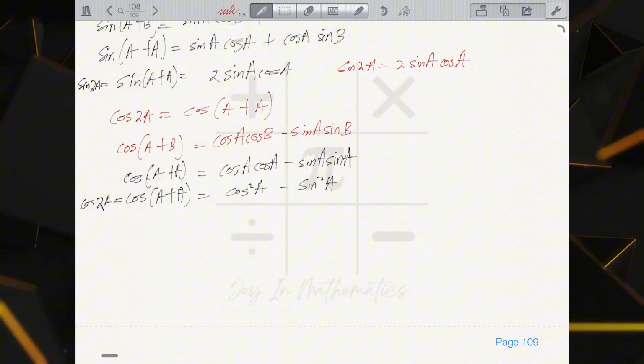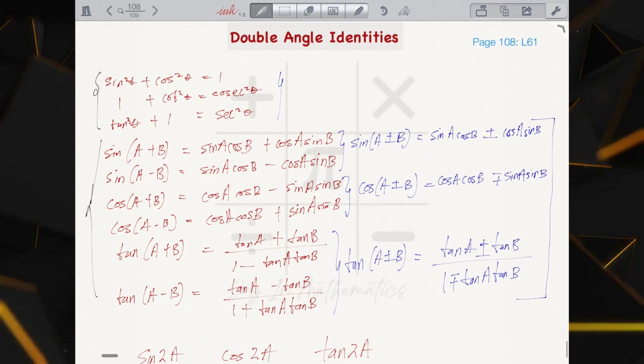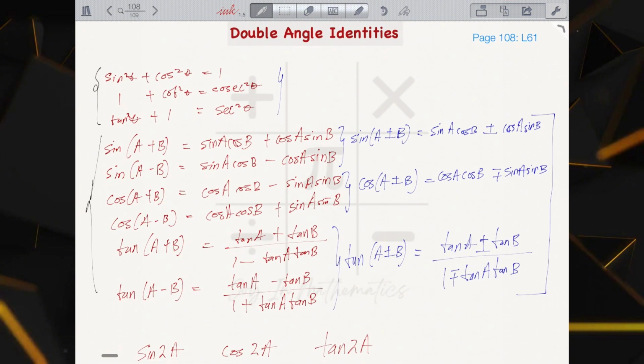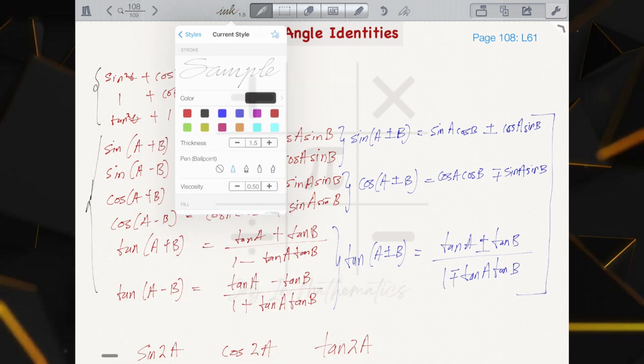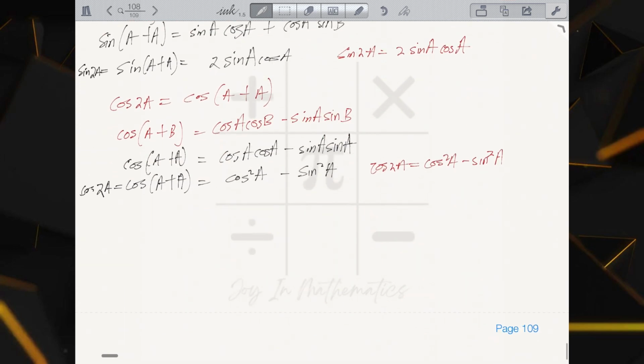Therefore, we have that cos 2A is equal to cos squared A minus sine squared A. Now we'll find something interesting here: we have an expression of cos squared and sine squared. If you recall the first trigonometric identity that we established using Pythagoras' theorem, sine squared theta plus cos squared theta is equal to 1.